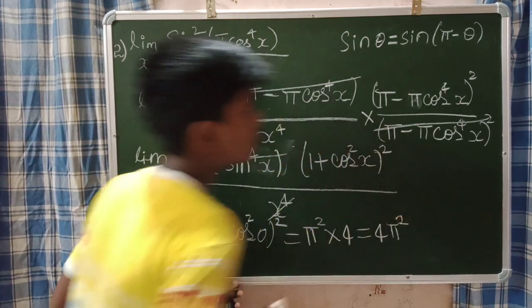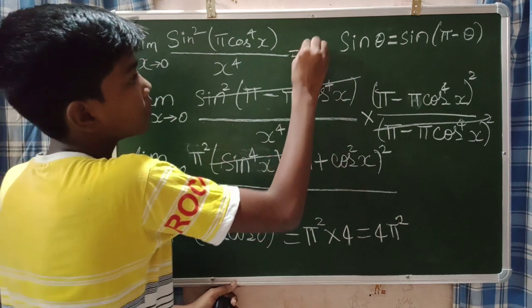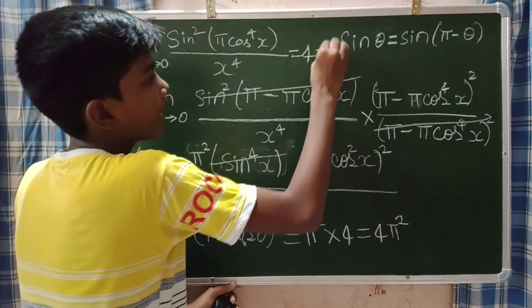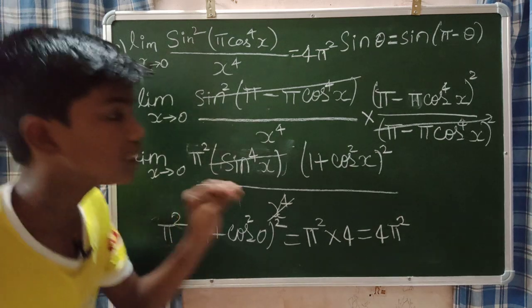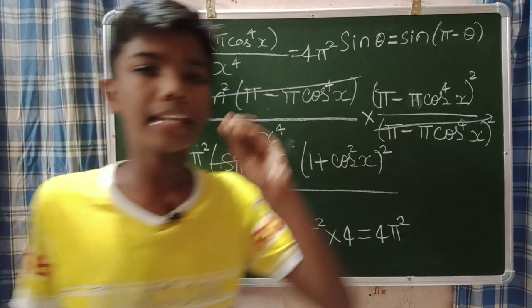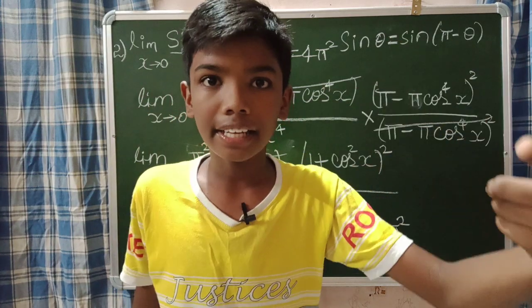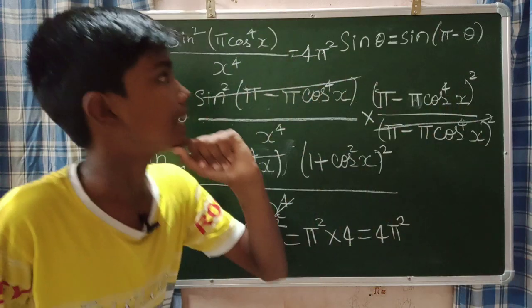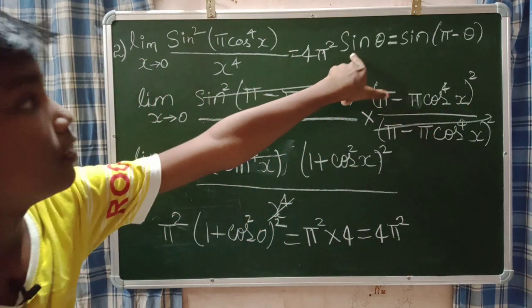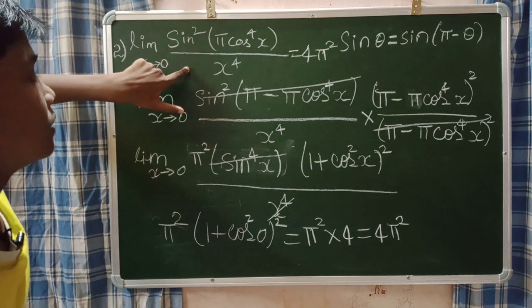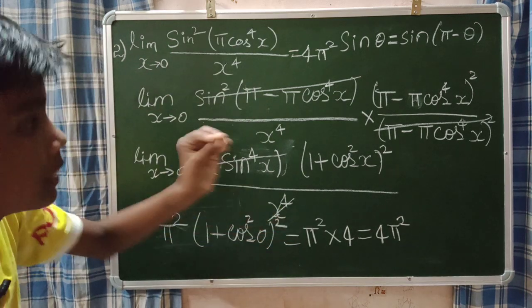So the answer for this question is 4 pi square. That's all, guys. So you can see that the solution was really short. But this question was tricky. Why is it so tricky?